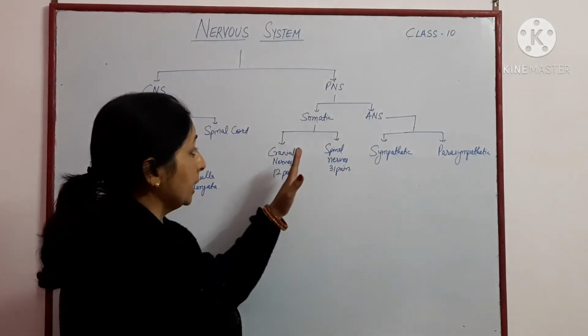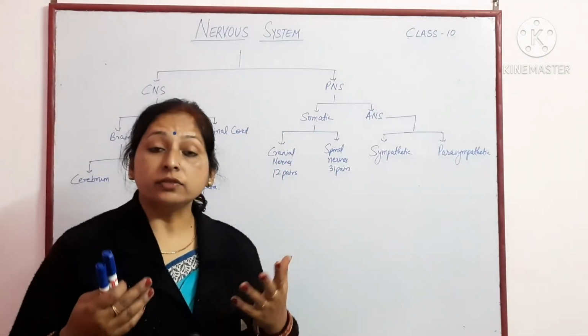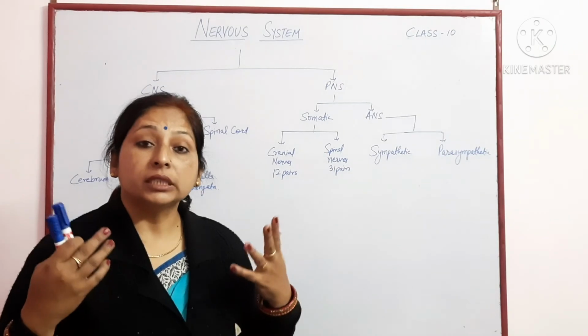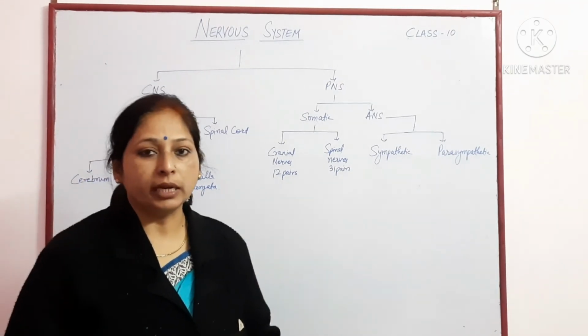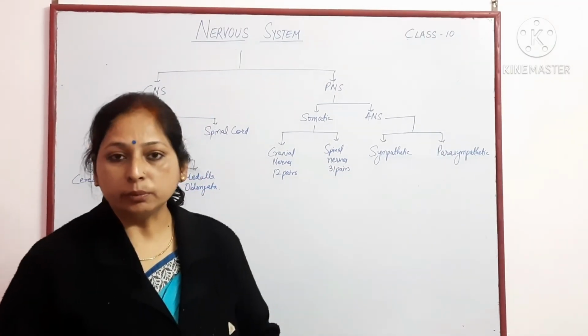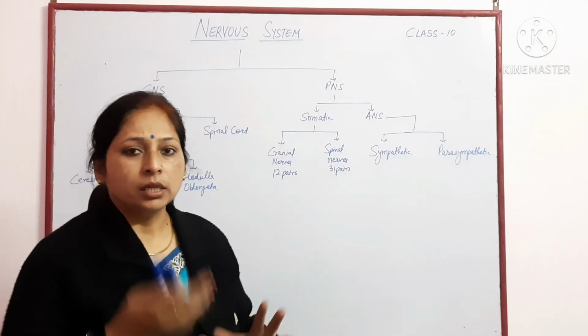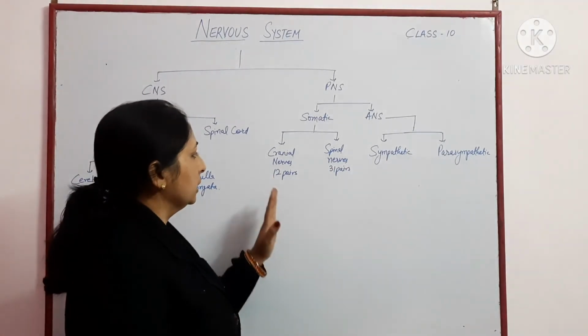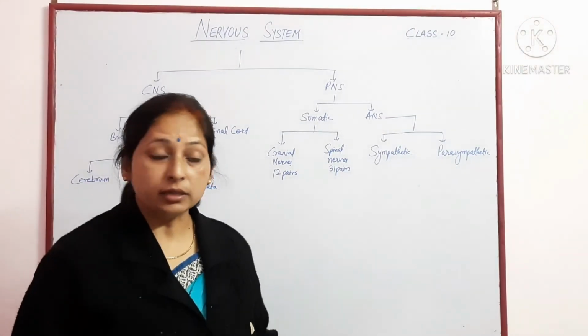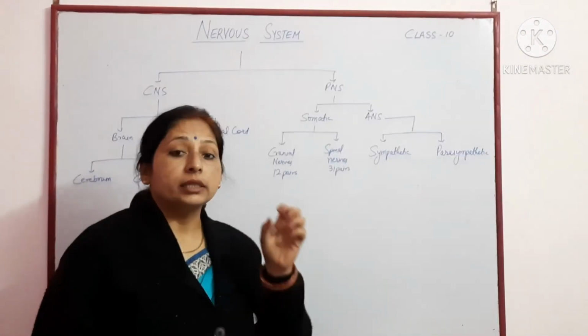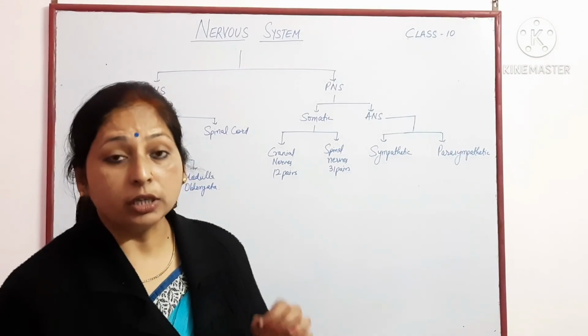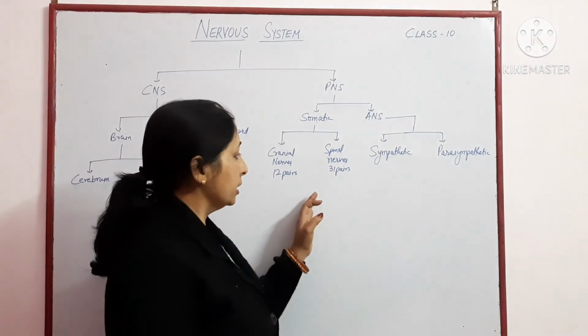Then somatic: cranial nerves are nerves arising from the cranial part. Cranial is for the brain, so these are nerves arising from the brain and basically going to the facial nerves. The cranial nerves are 12 pairs. Spinal nerves are nerves arising from the spinal cord, and they are 31 pairs in number.